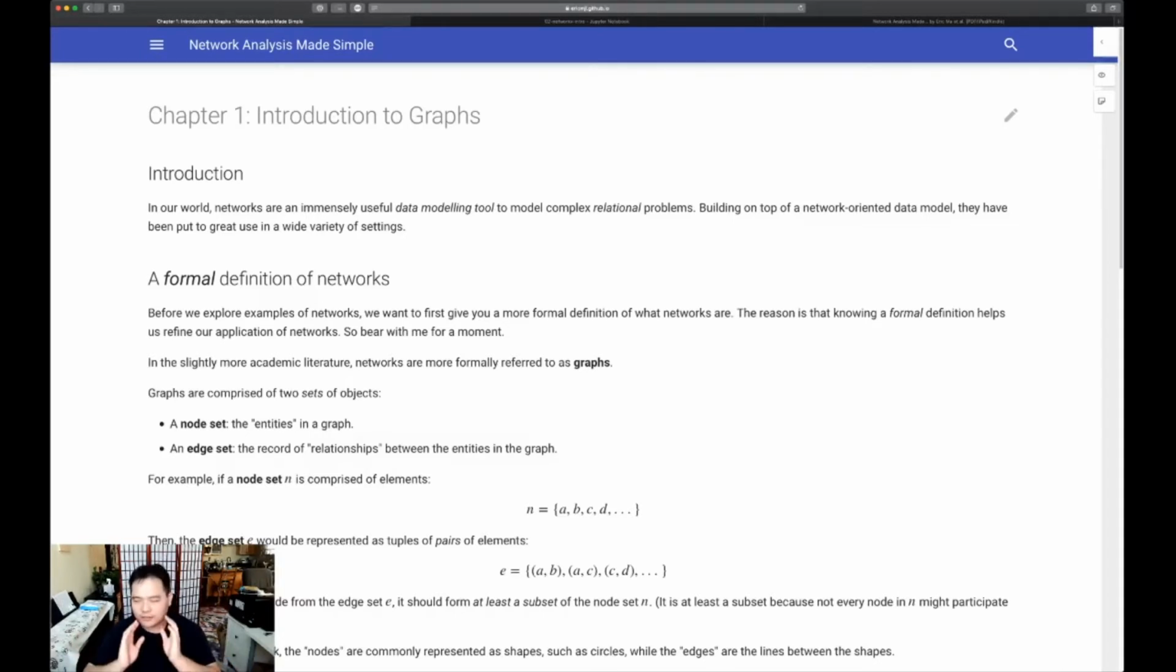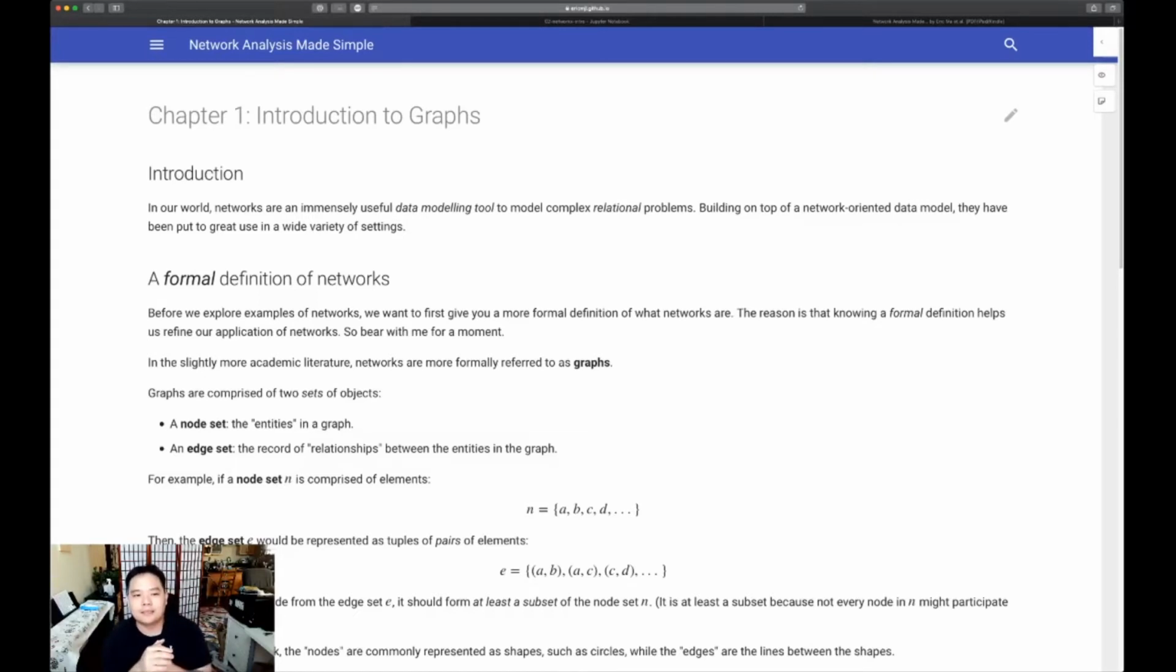So let's talk about graphs. Graphs are extremely useful as a data modeling tool. The key thing that we use graphs as a representation for is complex relational problems. Okay, so I'm not talking about relationship problems between you and your romantic partner. I'm talking about relational problems between entities.